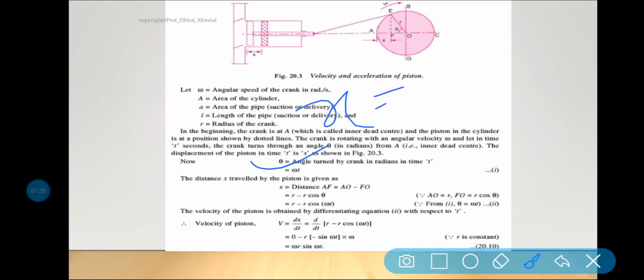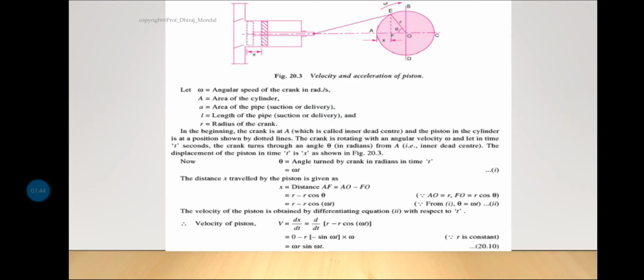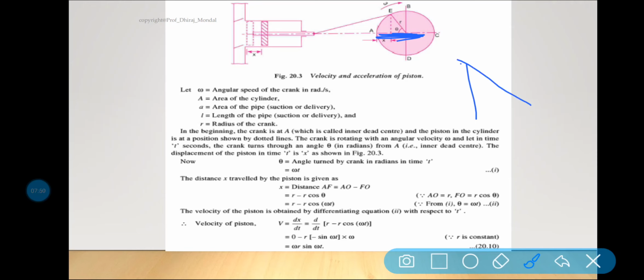Now I can write x in this diagram. We can write x is equal to total OA minus OF, because OA is the radius. OF is equal to R cos theta, because this component is R cos theta. This is your R and this is your theta, so the total is R, but up to this much, with theta at E and F, this length is R cos theta.